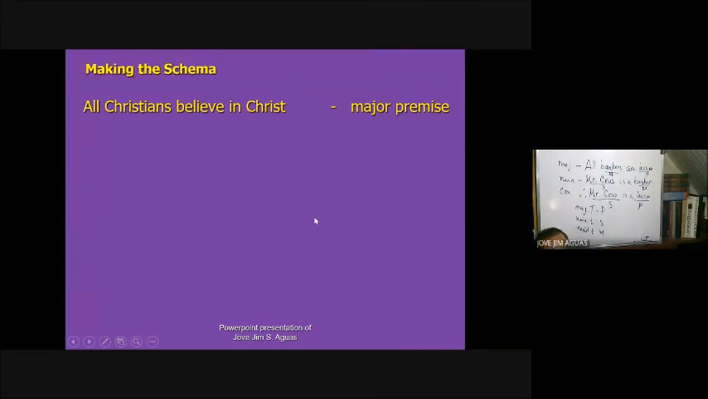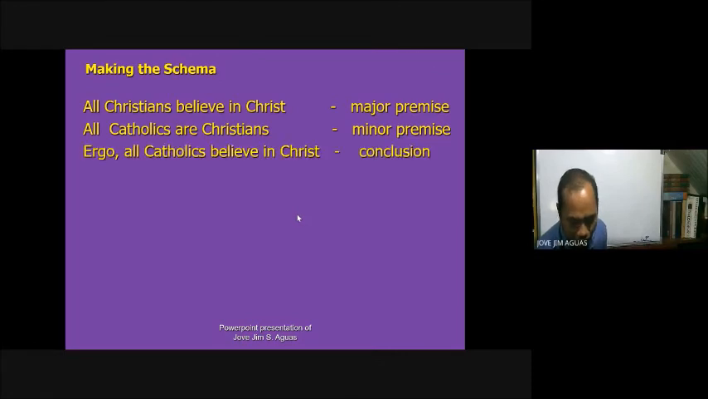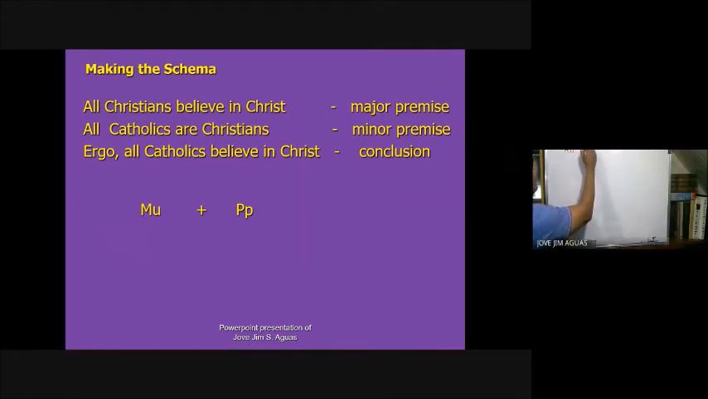Now let's go to how to make the schema. Schema means the pattern of the syllogism. So you have to follow this illustration so that you will not be confused later on. Let's complete this schema first. So let's copy this example. All Christians believe in Christ. And all Catholics are Christians, and therefore all Catholics believe in Christ.